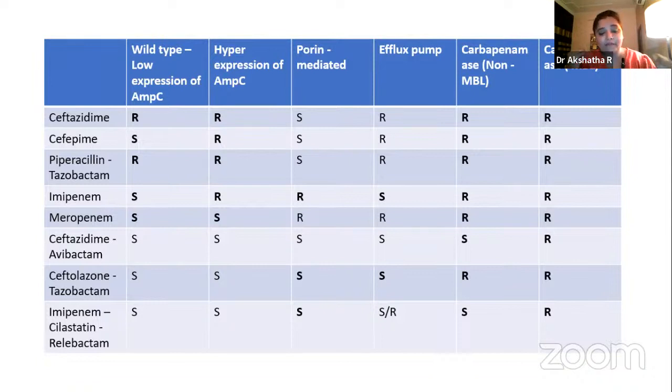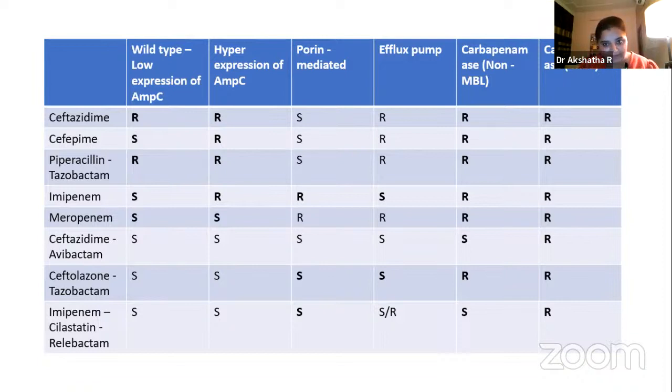Then we have the porin mediated resistance, or porin channel mutation. This is very important to remember. In porin mediated resistance, you will see resistance to your carbapenems, but susceptible to your lower BLBLI, like beta lactams, ceftazidime, cefepime, piptaz. So you can still use these drugs, and it's not like, because it is carbapenem resistant, you can't use the other beta lactams as well.